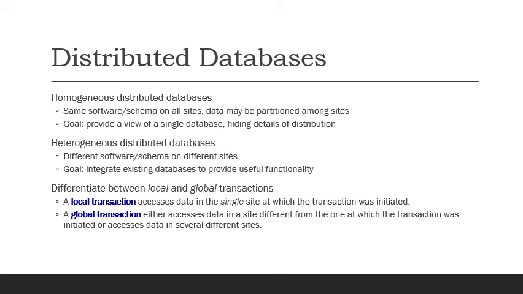Then we have already seen the difference between local and global transactions. A local transaction accesses data in the single site at which the transaction was initiated, and a global transaction either accesses data in a site different from the one at which the transaction was initiated, or accesses data in several different sites.